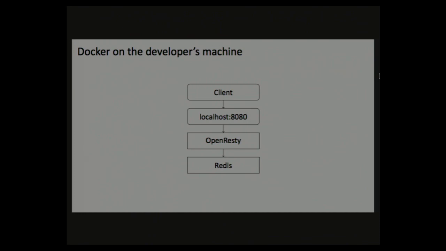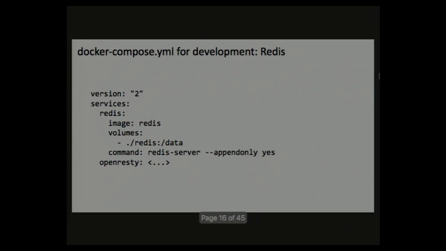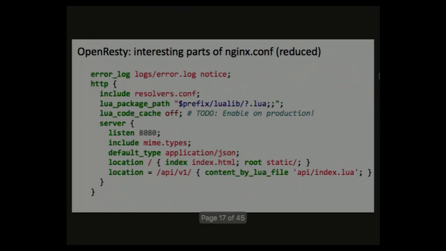Here's a configuration for the Redis. It almost works out of the box. I will not read it to save time. Here's a configuration for Nginx, the interesting parts. Basically, you serve the static files here from the index, and you serve the REST-like API for your application at another URL, and well, that's it.